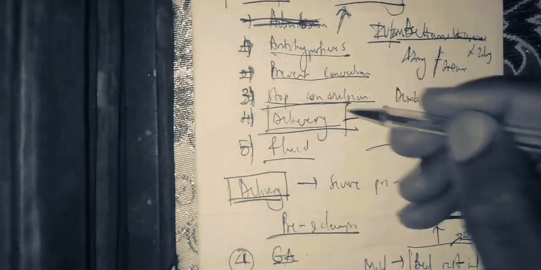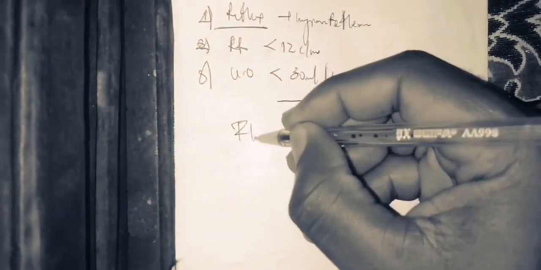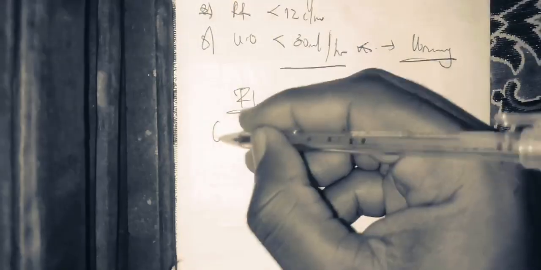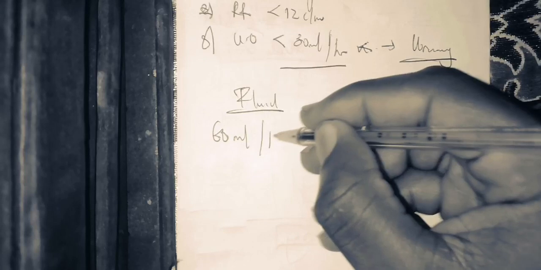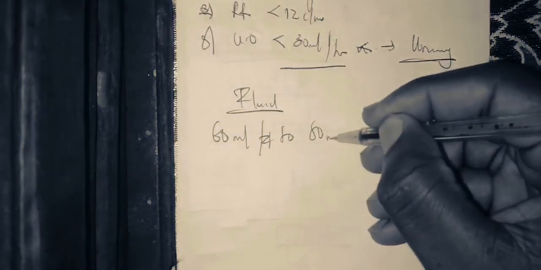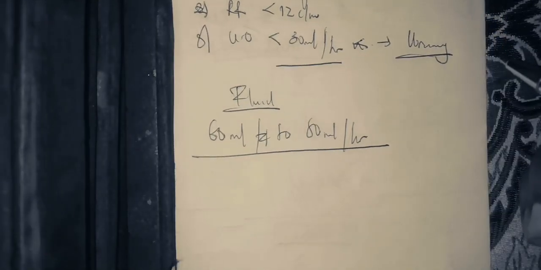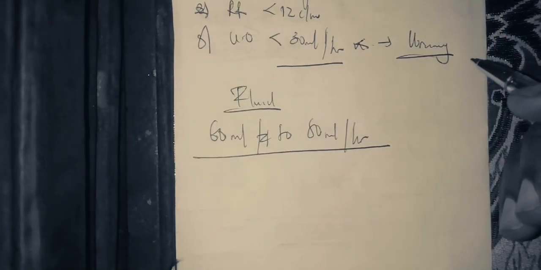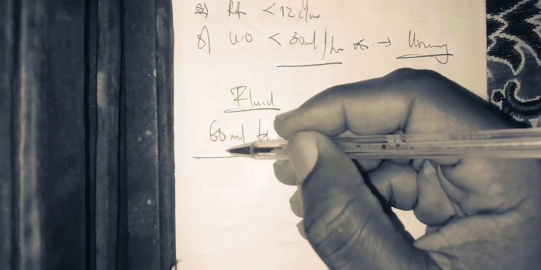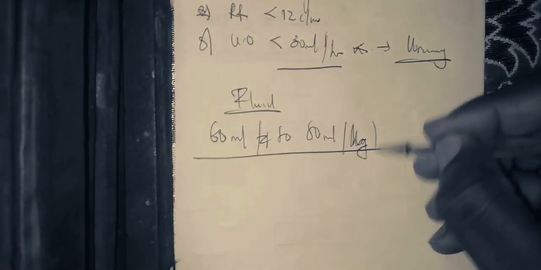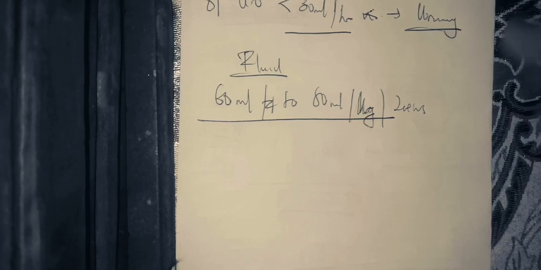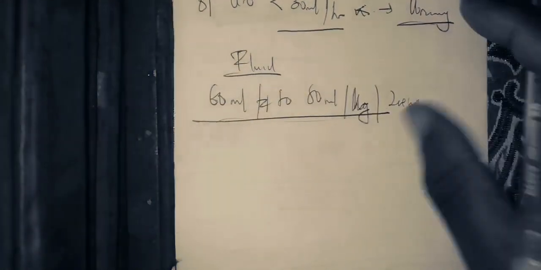Now the next element that you have to evaluate, after stopping the convulsion, is to give fluids to the patient. How do you give fluids? You give 60 ml to 80 ml per kilogram per 24 hours to this patient. Is it clear? So this is the total fluid that you have to give the patient.